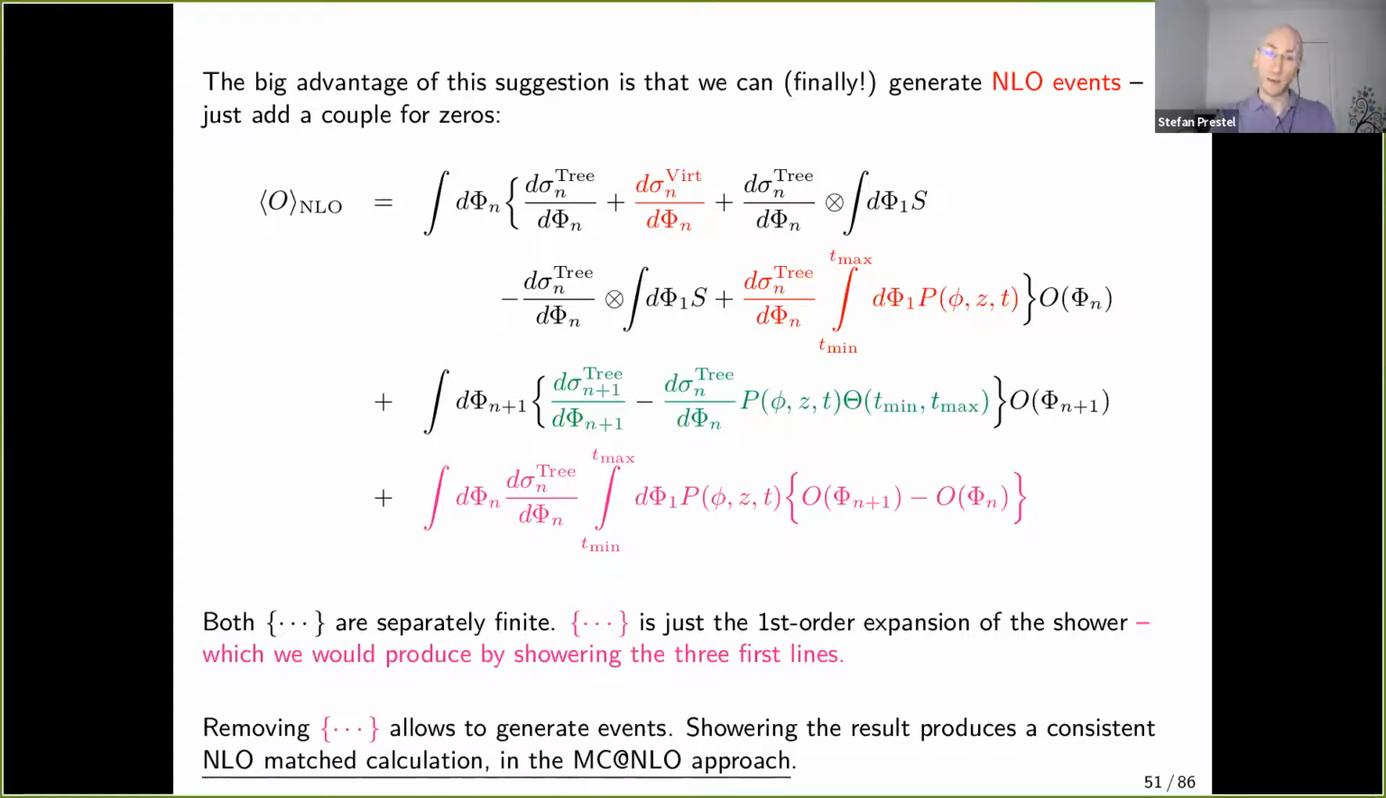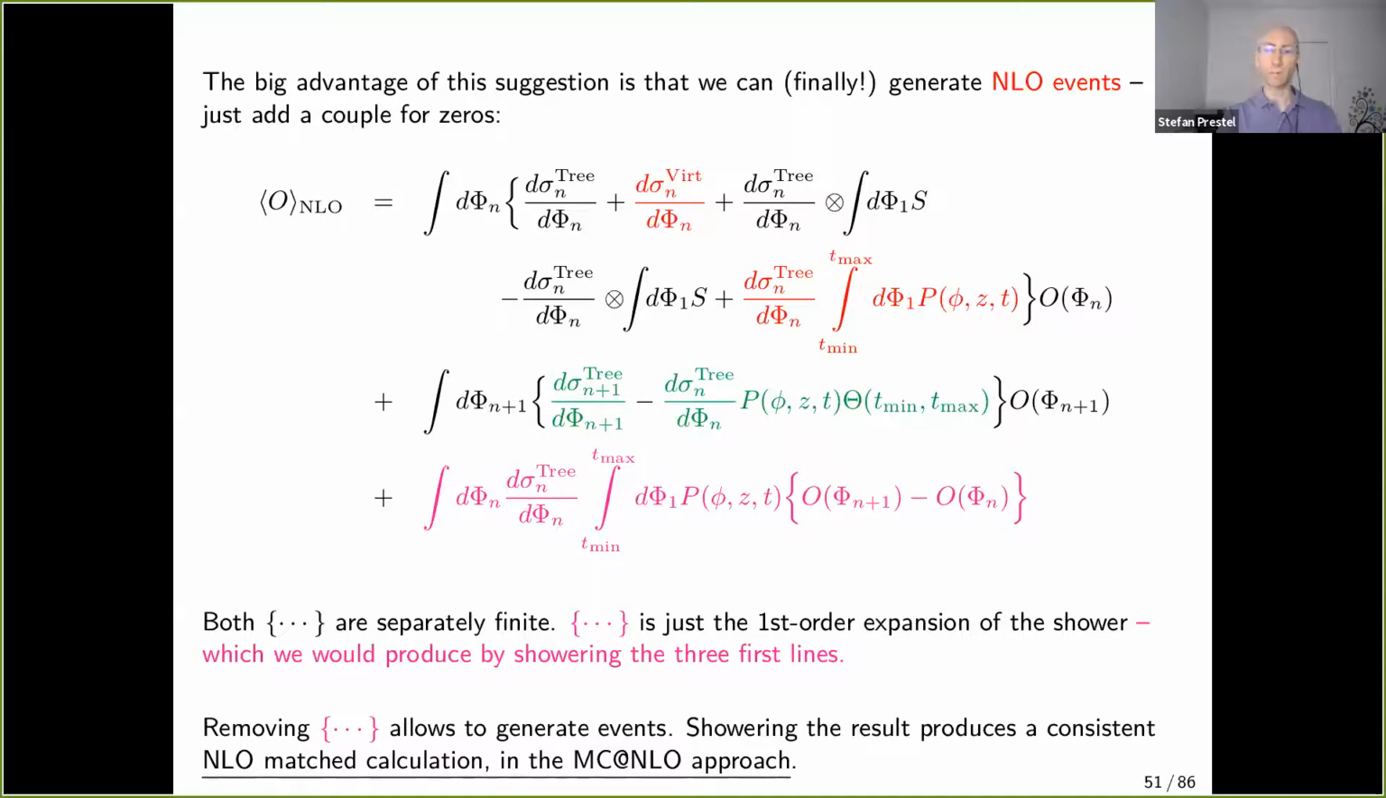I add another 0 into the real emission terms. There I subtract the real emission contribution of the parton shower, which does depend on real emission kinematics. Or I subtract the real emission part of the parton shower, and I add it back in this pink term here. Again, I've only added a 0. I've not done anything to the cross-section. This is still the precise next-to-leading-order cross-section.